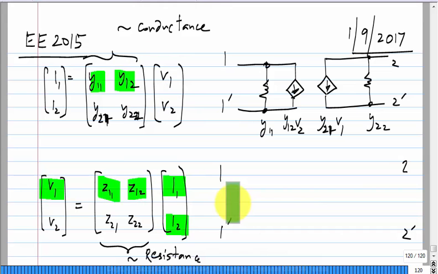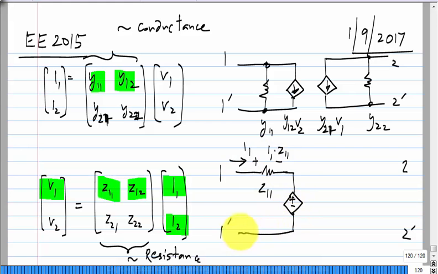Yeah. Firstly, I have a resistance. What is the value of the resistance? Z11. So that when a current I1 goes here, you have a voltage drop I1 times Z11. Okay? And in addition to that, you have a voltage drop. How much is that one? Z12 I2. Okay?